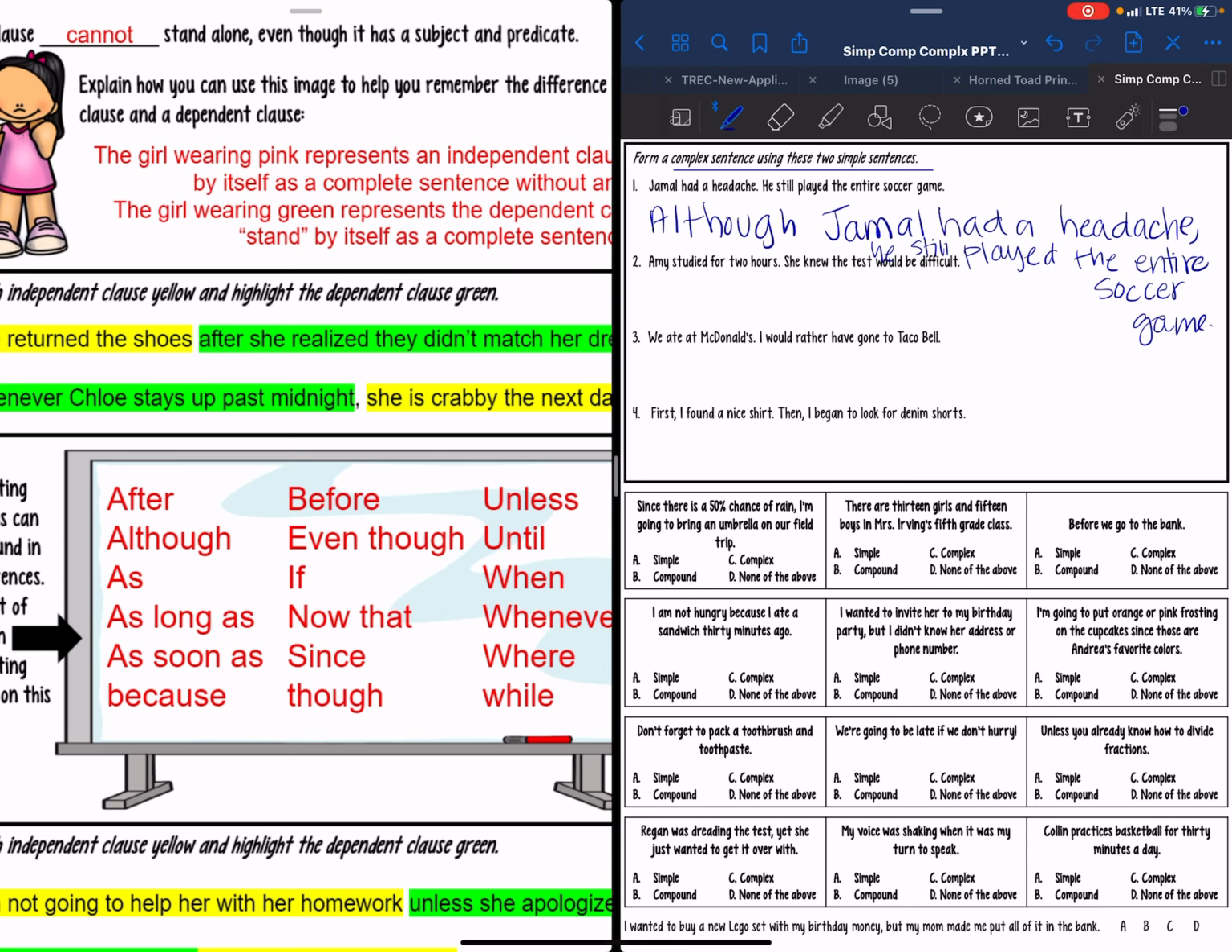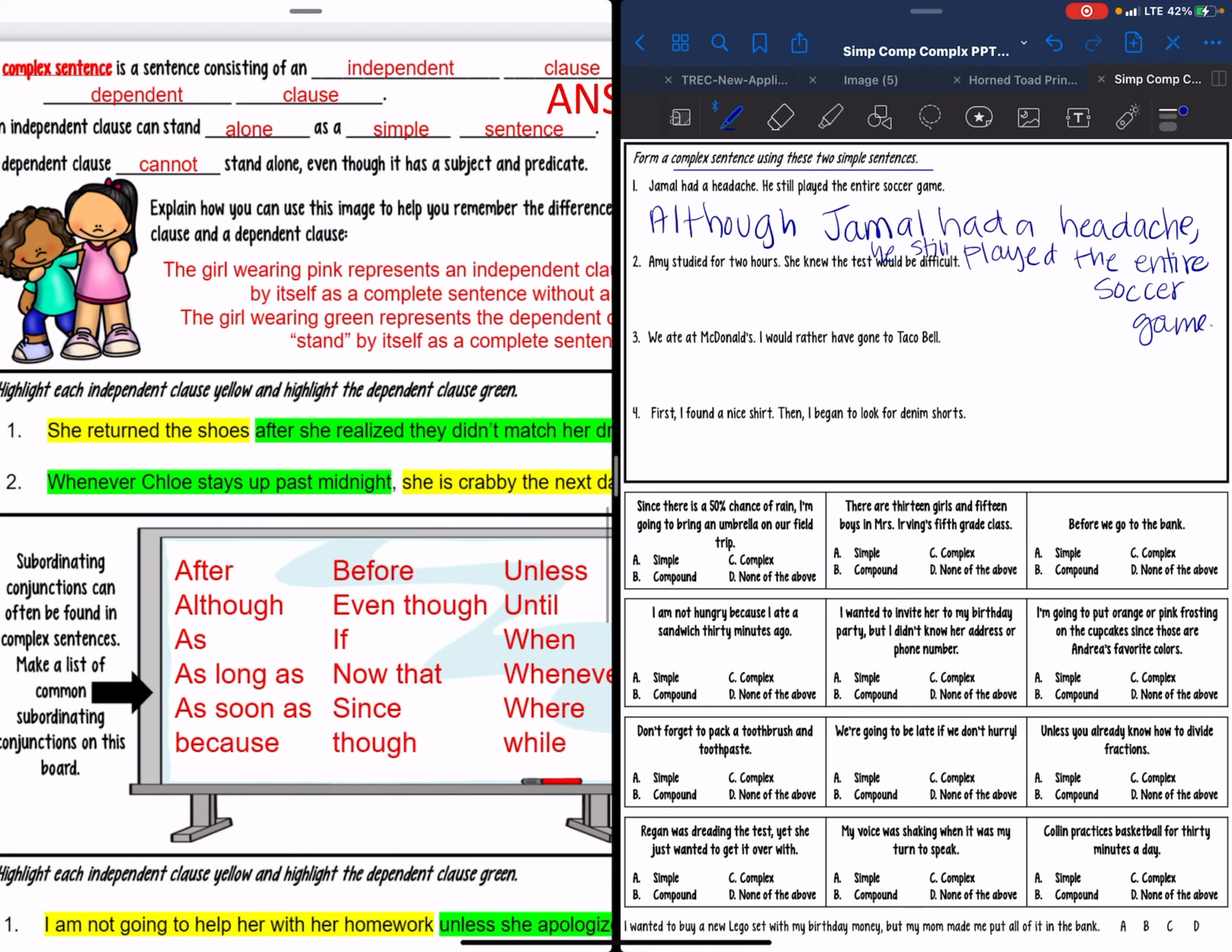Number 2, Amy studied for 2 hours. She knew the test would be difficult. So let's look over our subordinating conjunctions right here. And so it says Amy studied for 2 hours. She knew the test would be difficult. So before, even though, unless, until, now that, since, though. Amy studied for 2 hours because Amy studied for 2 hours.